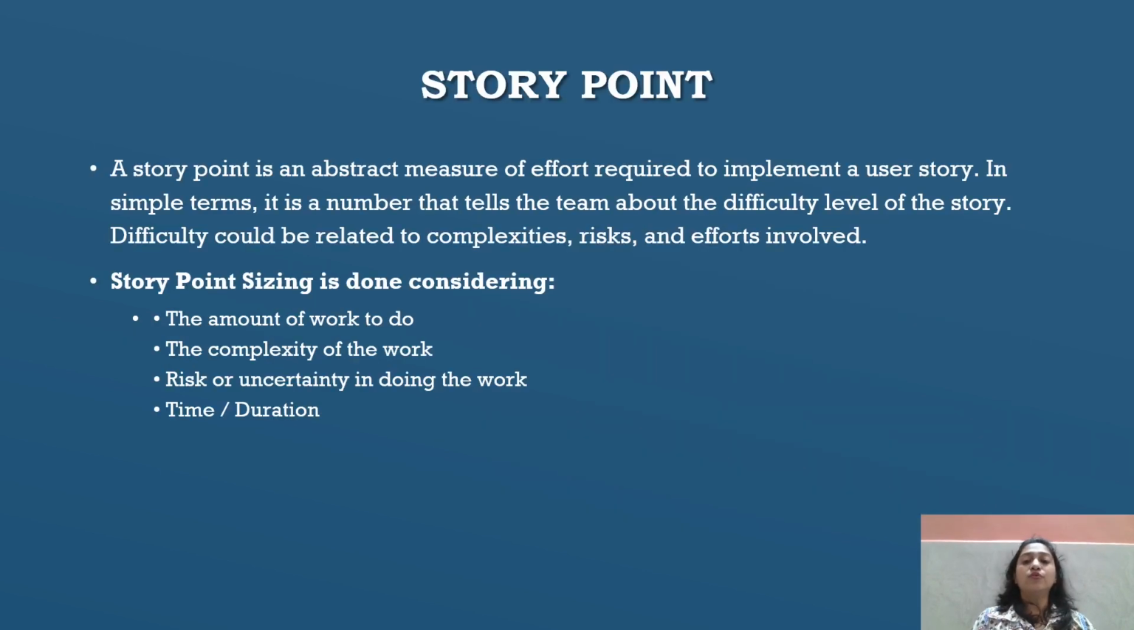Okay, so what is a story point? A story point is an abstract measure of effort required to implement a user story. In simple terms, it is a number that tells the team about the difficulty level of the story. Difficulty could be related to complexity, risk, and effort involved. Sometimes it's not risky and complexity is also less, but much effort will be required.